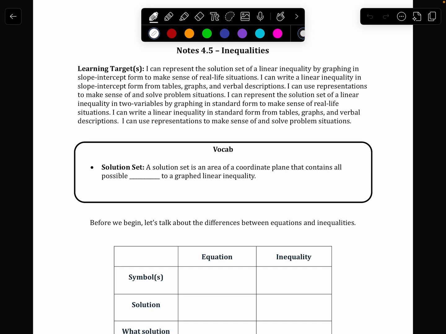I can represent the solution set of a linear inequality in two variables by graphing in standard form to make sense of real-life situations. And I can write a linear inequality in standard form from tables, graphs, and verbal descriptions. I can use representations to make sense of and solve problem situations.